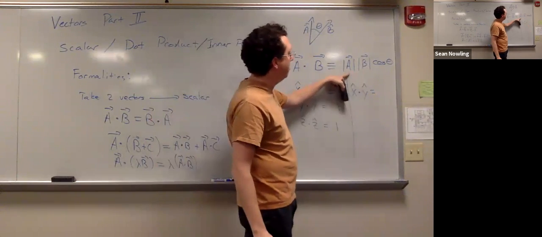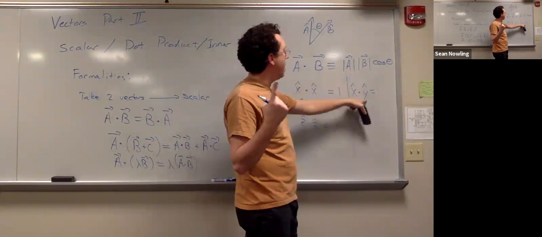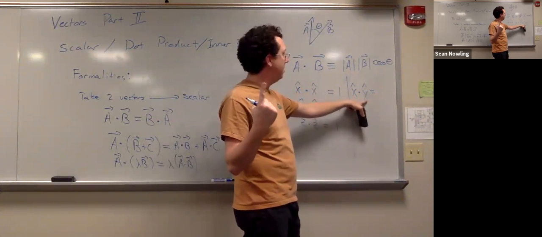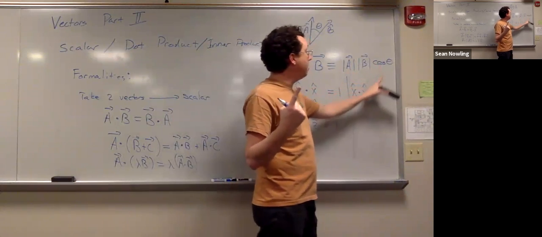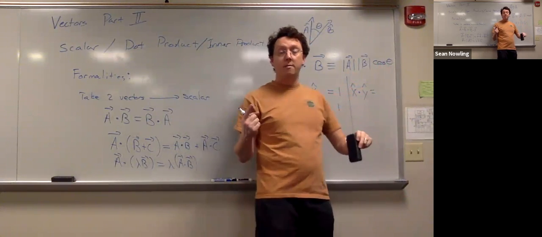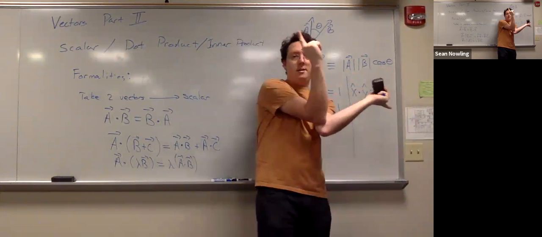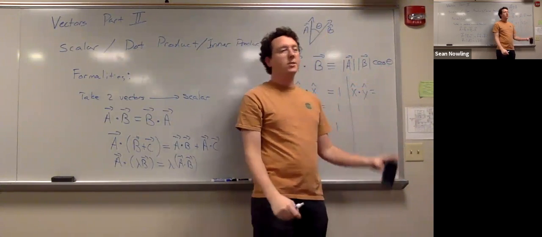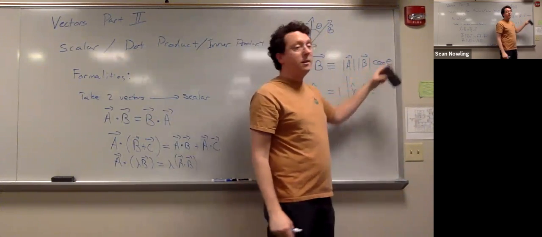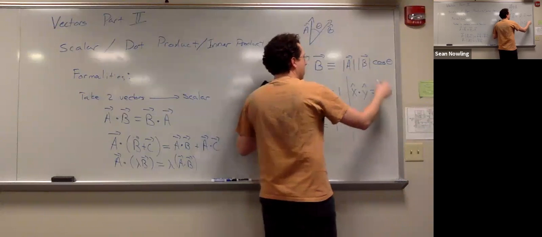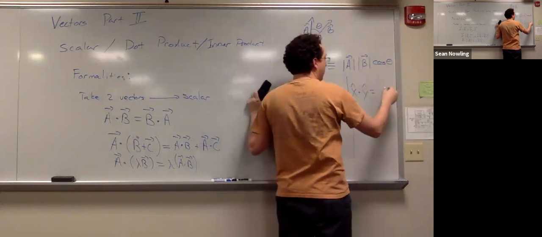Well, the magnitude of x hat is 1. The magnitude of y hat is 1. The angle between them is 90 degrees, though. Right? x and y are perpendicular. So cosine of 90 degrees is 0. So I end up with 1 times 1 times 0. It's 0.